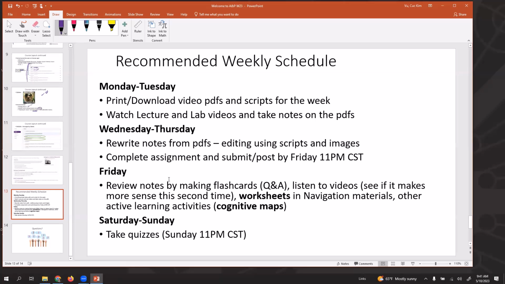And then on Friday, review your notes. You can either make flashcards if those work for you, listen to the videos again to see if it makes sense after listening to them a few times, do the worksheets, do the cognitive maps, and then Saturday is when you take your quizzes. Questions?